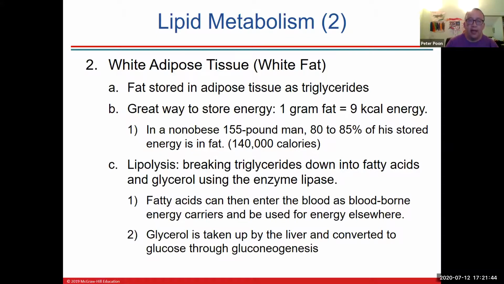Lipolysis, okay, is the breaking down of triglycerides into fatty acids, okay, by using the enzyme lipase. Okay. The fatty acids can then be used for energy, as can the glycerol.